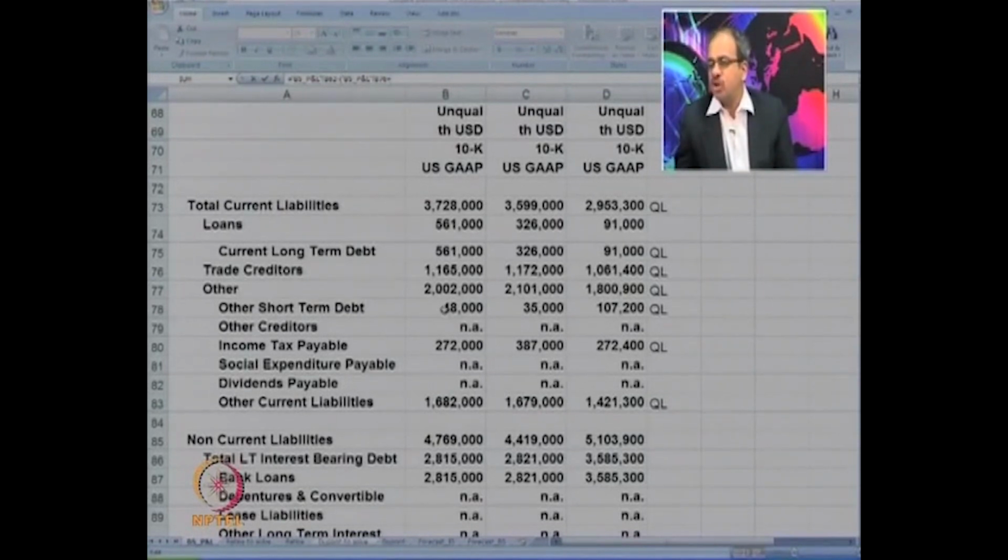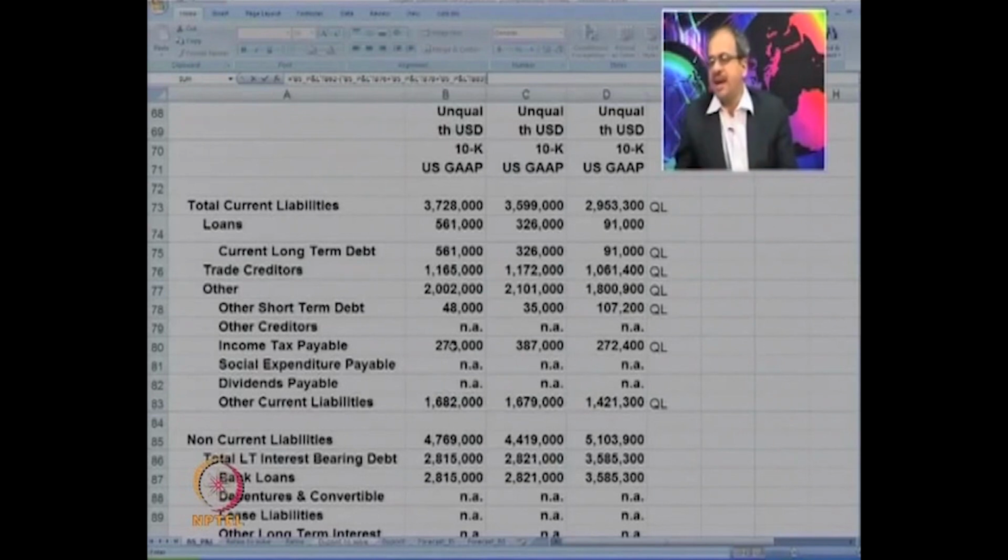Then other short term debt, which could be treated as an operating current liability. Income tax payable perhaps will not be counted as an operating current liability. Then you have got other current liabilities, which are counted. Okay.